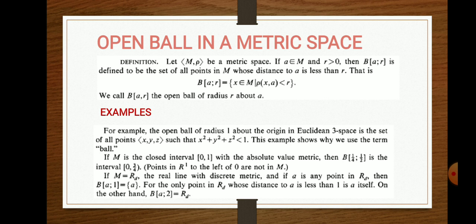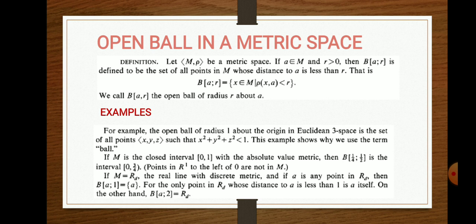In real life, suppose you are in a room, and you take a radius R and draw a circle around you. Within the circle you collect all the things, and that is an open ball with the center considered as yourself. So we call B of a comma R the open ball of radius R about a.